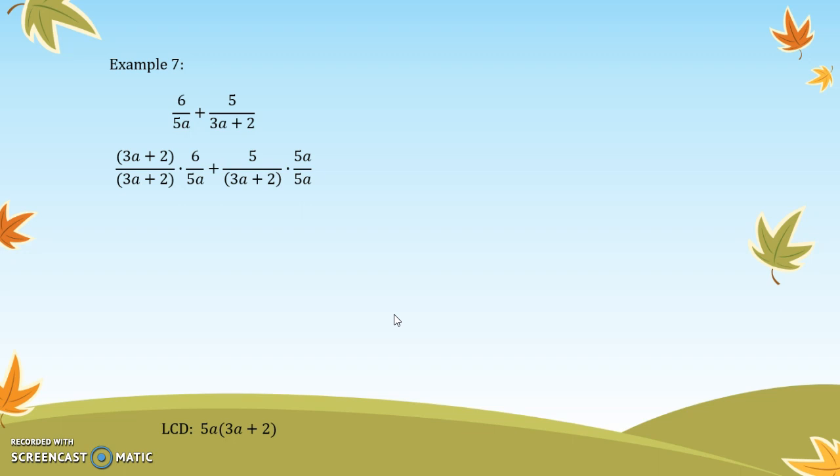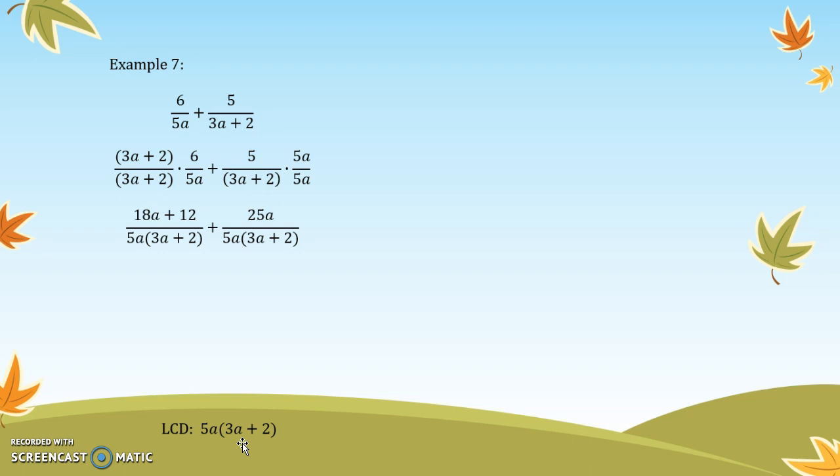And on the right side, I'm going to multiply by 5a over 5a, because that piece is what's missing on that side. I can go ahead and distribute then, so we can start combining. So 6 times 3a gives us 18a, and 6 times 2 gives us 12, plus 5 times 5a is 25a. Notice all I did was rearrange them so they kind of match the bottom. We can do that in multiplication.